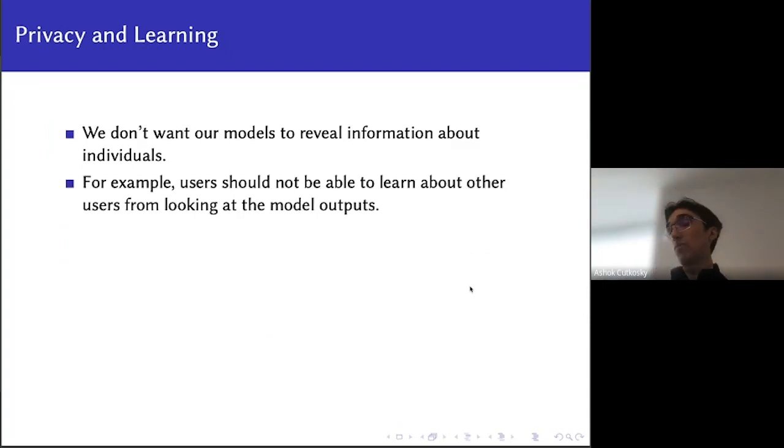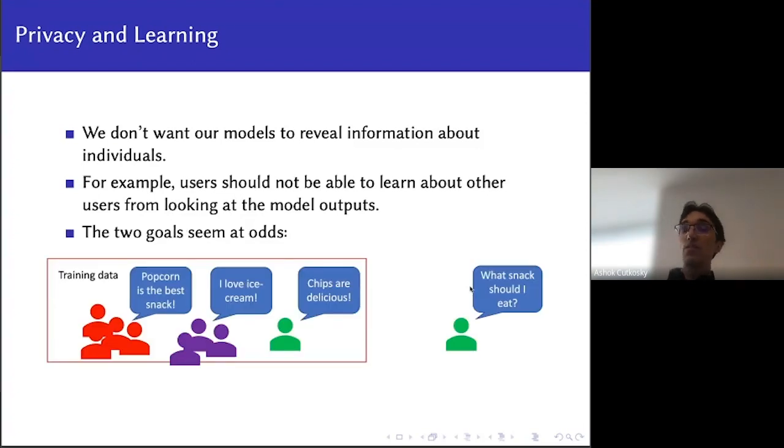One attack vector one might imagine is that a user could learn about other users from looking at the outputs of their model. As one example of how these two goals might be in tension, imagine you're building some sort of snack recommendation machine. You have a bunch of people. Several of them have some red feature, several of them are purple, and maybe one of them is green. The red people all say they like popcorn, the purple people say they like ice cream, and the green one says they like chips.